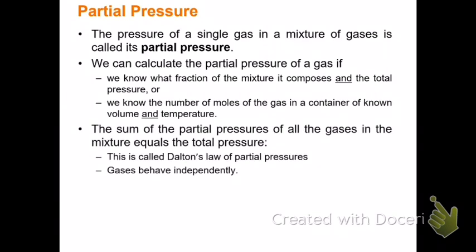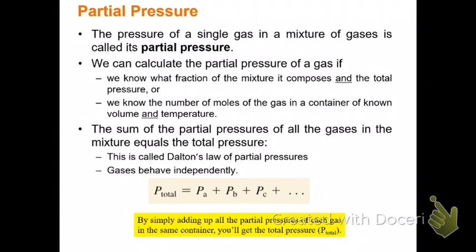The sum of the partial pressures of all the gases in the container equals the total pressure. And this is called Dalton's law of partial pressures. And so we can use this formula to find the total pressure, right? So if you have, let's say, the partial pressure of oxygen gas, nitrogen gas, carbon dioxide, argon, and all the other trace gases, add them all together and you get the total pressure of air.